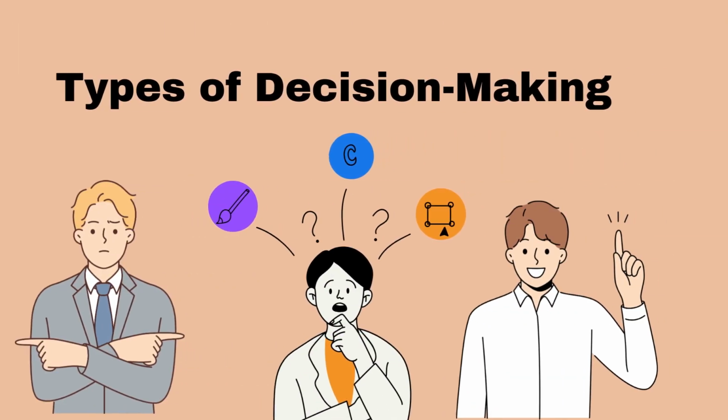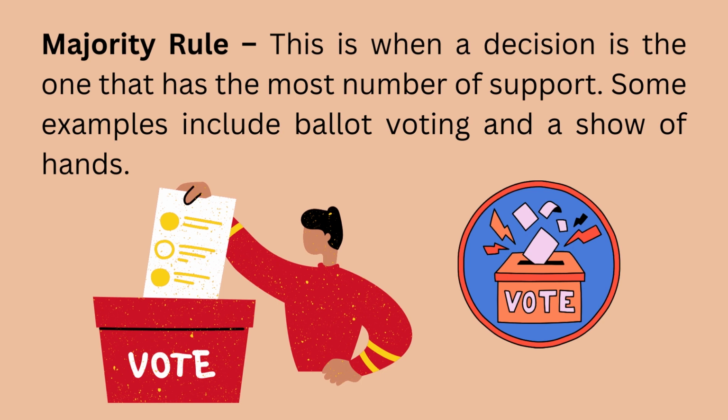Types of decision-making. Majority rule. This is when the decision is the one that has the most number of support. Some examples include ballot voting and a show of hands. When to use it: options are clear and simple and not likely to be misinterpreted; the group has discussed the issue at length beforehand but can't come to an agreement; the group is on a deadline to make a decision.